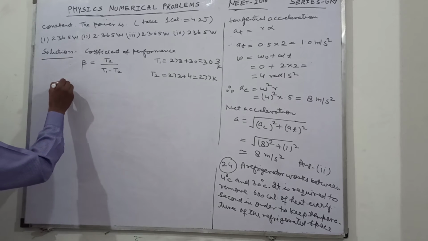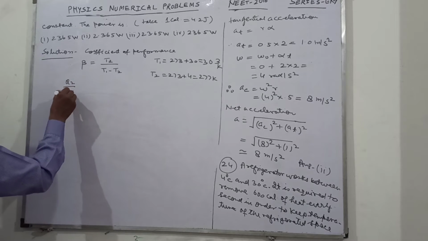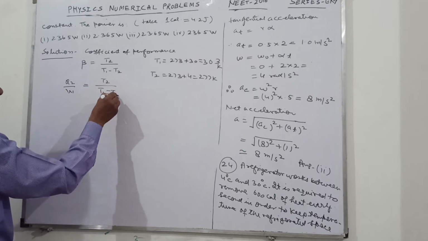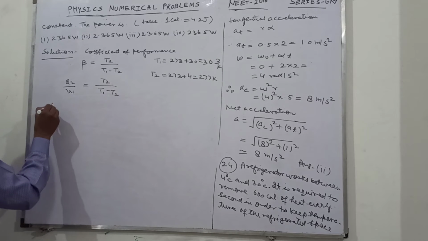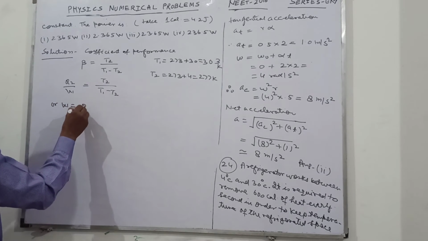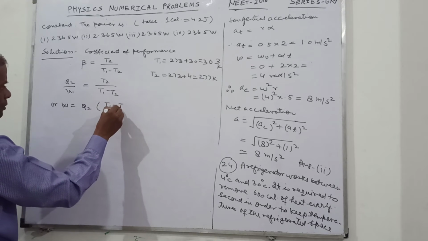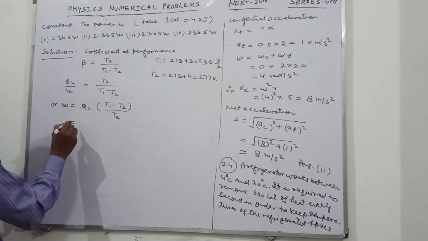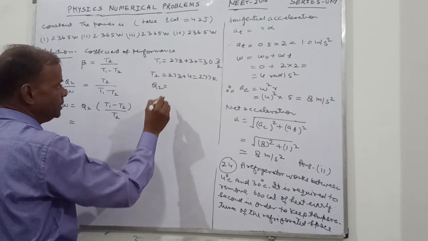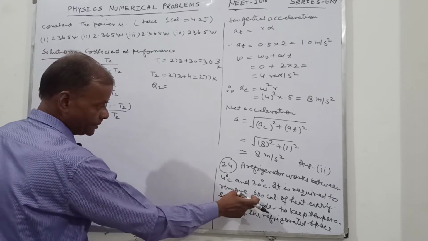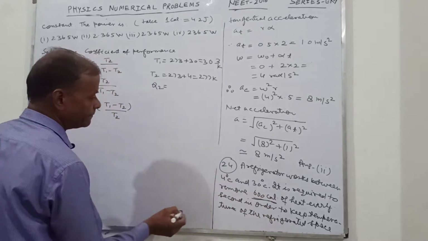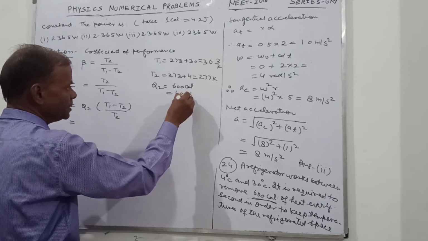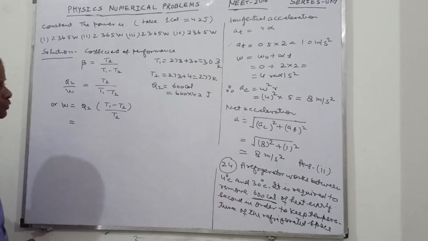And beta, you know, is Q2 upon W equal to T2 upon T1 minus T2. You have to find the W, or W equal to Q2 into T1 minus T2 upon T2. Now this Q2, it removes the heat. How much? This is 600 calorie, which is given here. This is 600 into 4.2 joule.